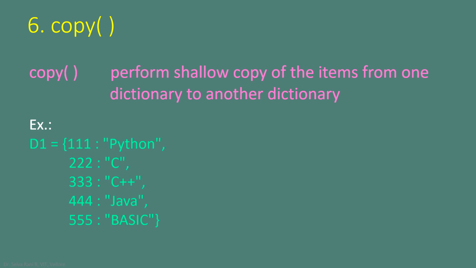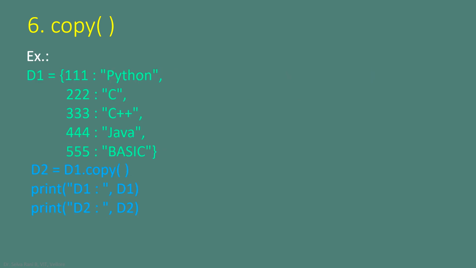Let's take an example. Let D1 be the dictionary with 5 elements in it with 111 as key, Python as value, 222 as key and C as the value, 333 as the key, C++ as value, etc. Now we are copying the elements of D1 into another dictionary D2. D2 is equal to D1.copy(). All the elements from D1 will be now copied into D2.